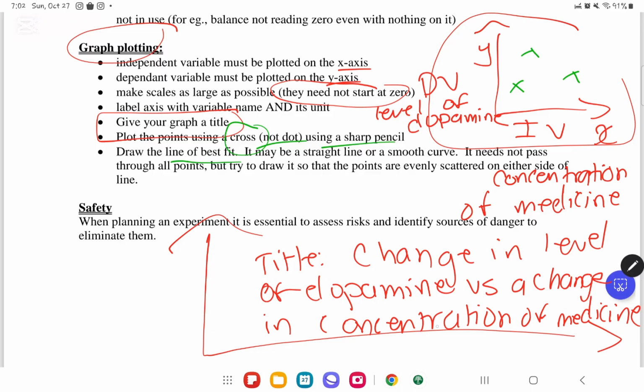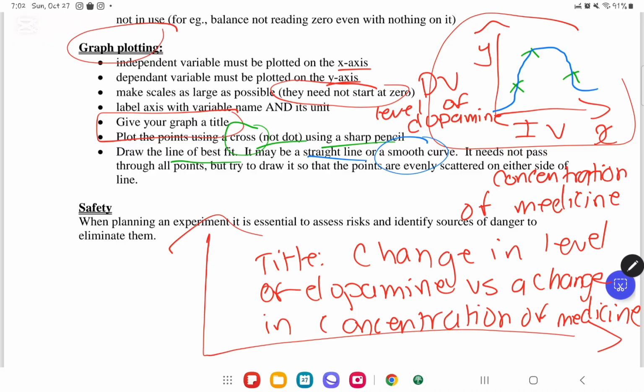Meaning, if I'm going to draw here, I'm not going to draw like this. No, this is not the line of best fit. The line of best fit would be something like this. Still, it's not. So for example, the line of best fit would look something like this. It may be a straight line, in this case it's not, or a smooth curve. This is what we call a bell curve.